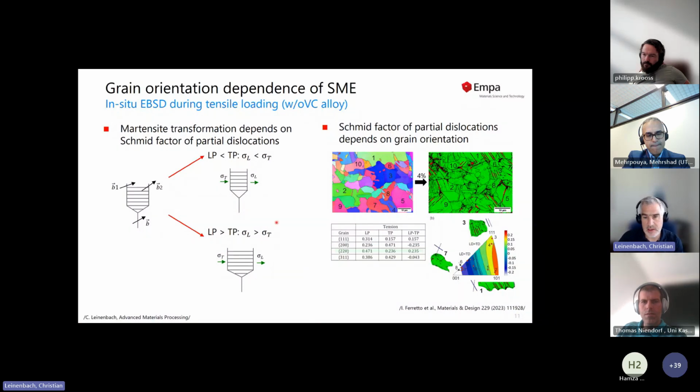And here we did some calculations. We calculated the Schmidt factors, which you often do if you have such phase transformations involved. However, here we looked into the Schmidt factors of the two components of a stacking fault, the leading partial dislocation and the trailing partial dislocation. And in fact we see differences with regard to that.